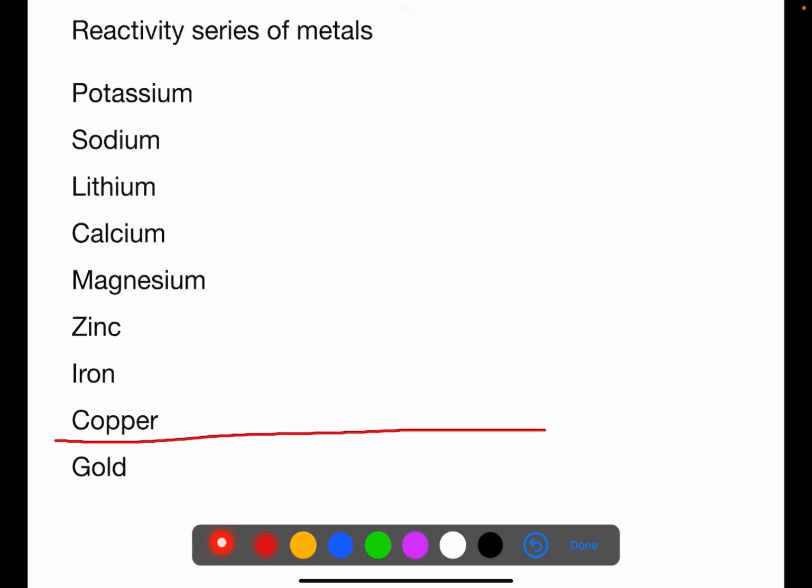If we put a line in here, gold can be extracted using heat alone. So if you found an ore that contained gold, you would just heat it up and the gold would come out. Heat would be enough to break the bonds between the gold and any element that it happens to have reacted with.